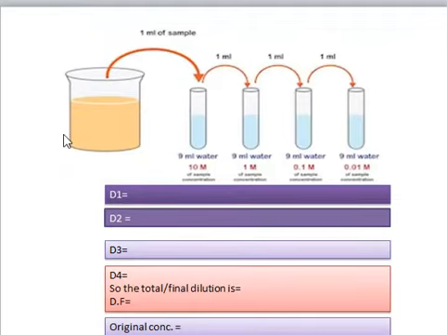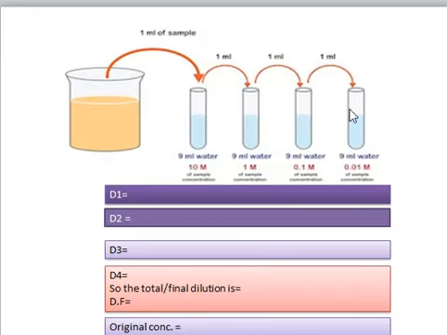Suppose that the original or stock solution concentration is unknown and has been diluted as follows: 1 ml of the original sample is transferred to a tube containing 9 ml of water, and then 1 ml of tube 1 is transferred to tube 2, which also contains 9 ml of water, the same from tube 2 to tube 3, and the same from tube 3 to tube 4.